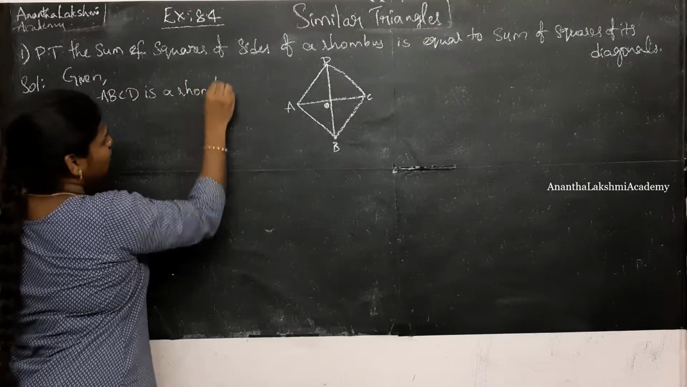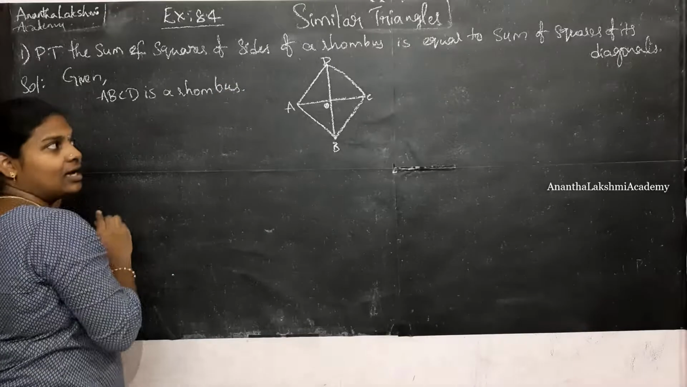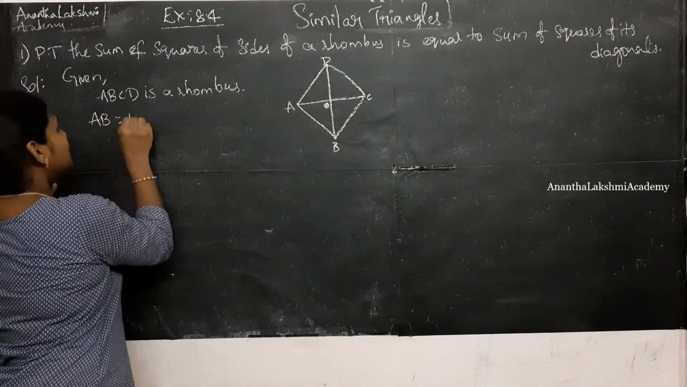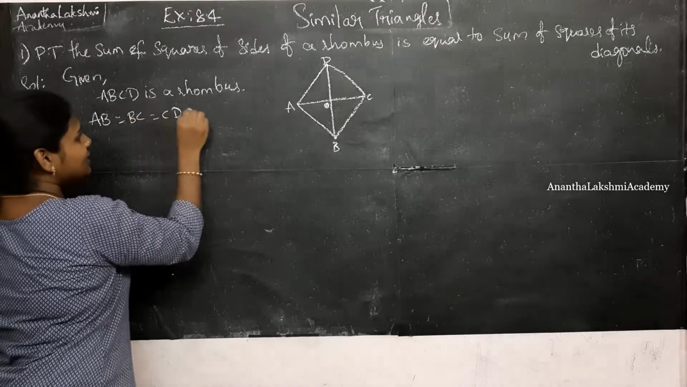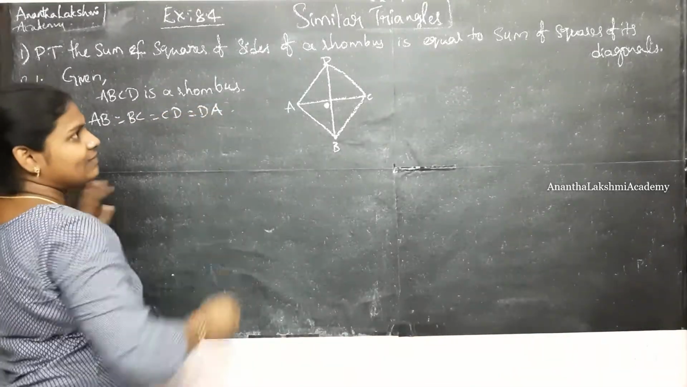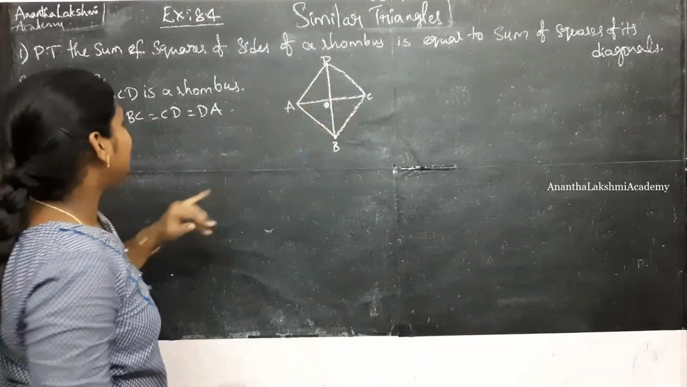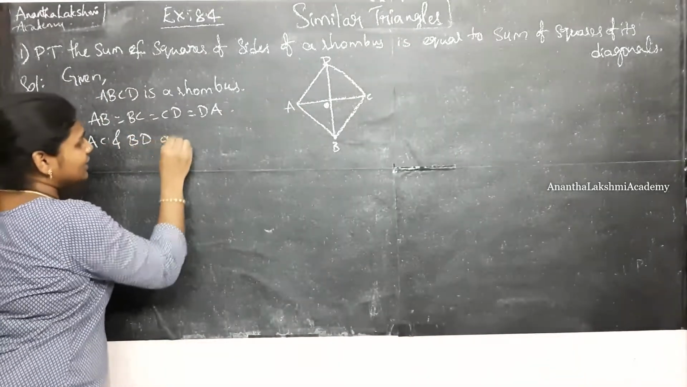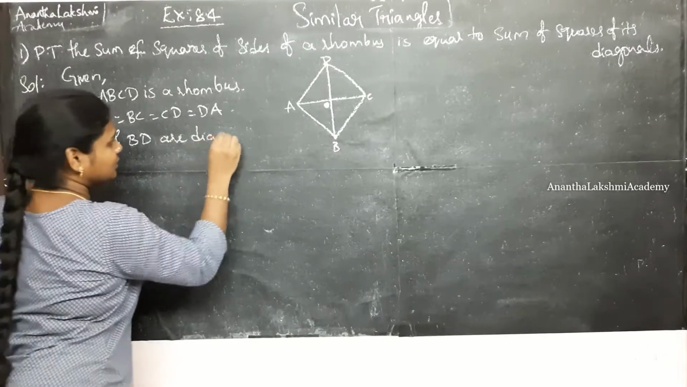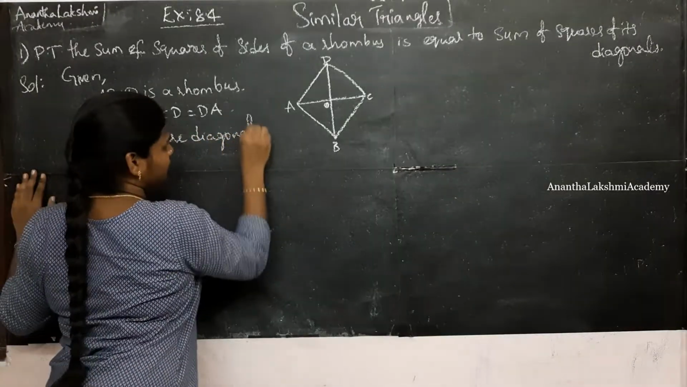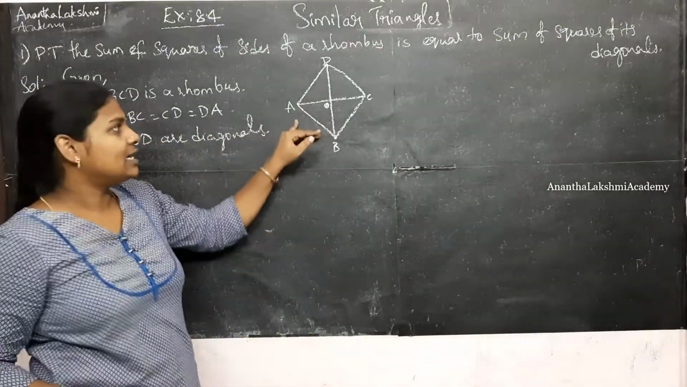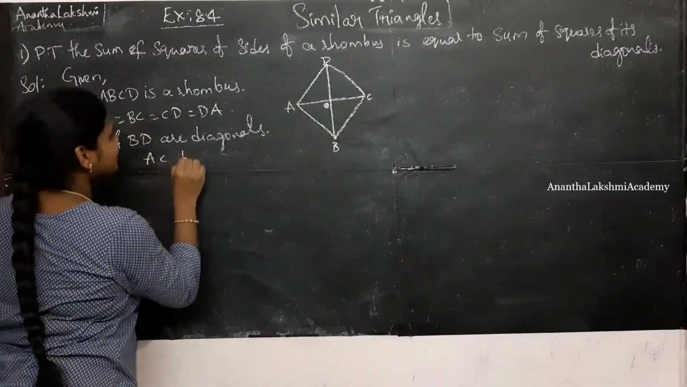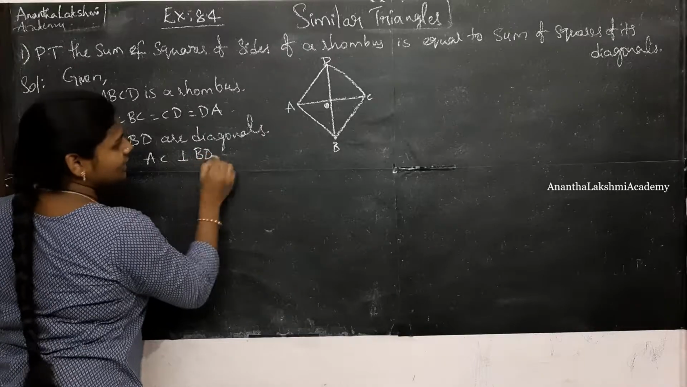ABCD is a rhombus, wherein when you say it is a rhombus, all the sides are equal. AB is equal to BC is equal to CD is equal to DA. And it is given that AC and BD are diagonals. In a rhombus, diagonals are perpendicular to each other, which means AC is perpendicular to BD.